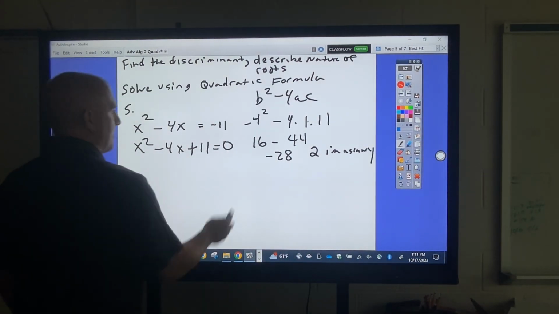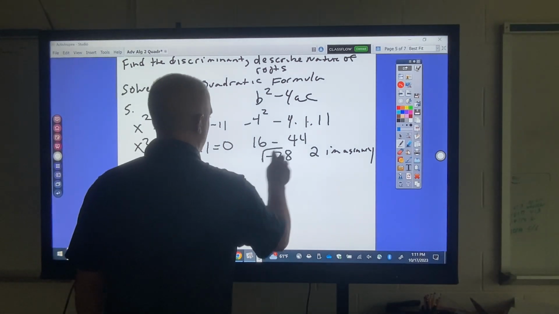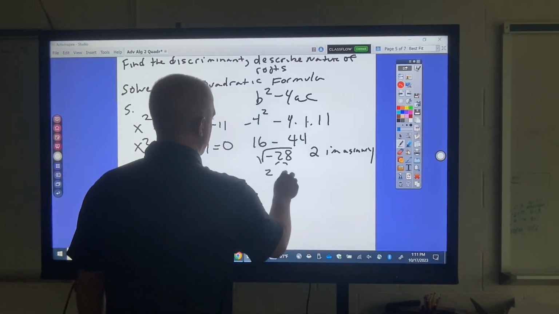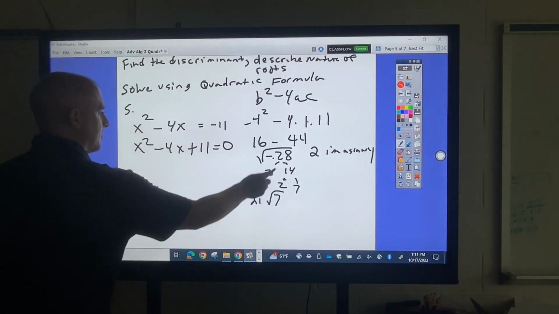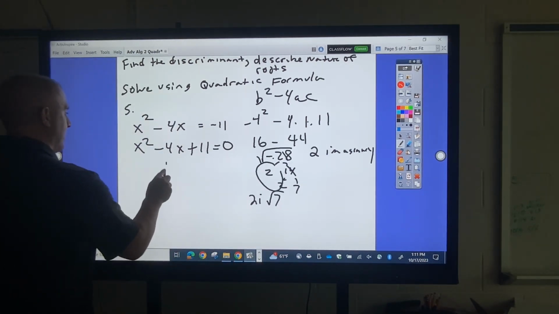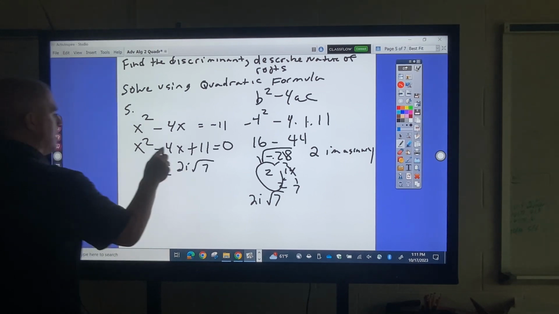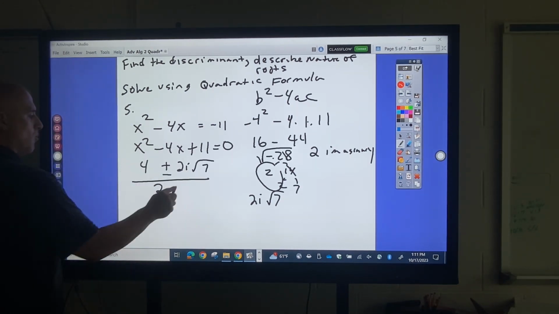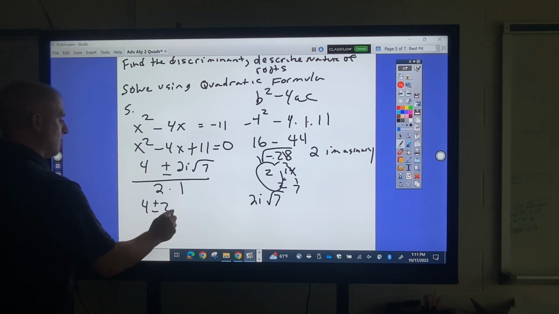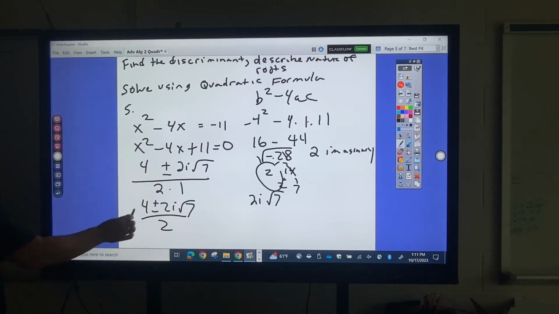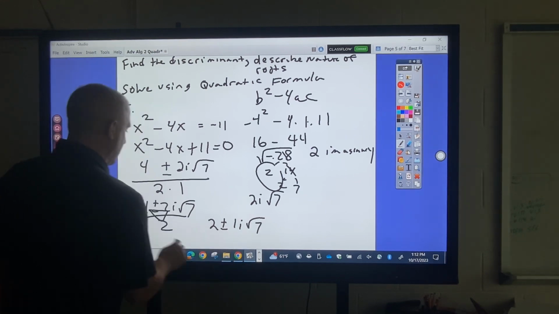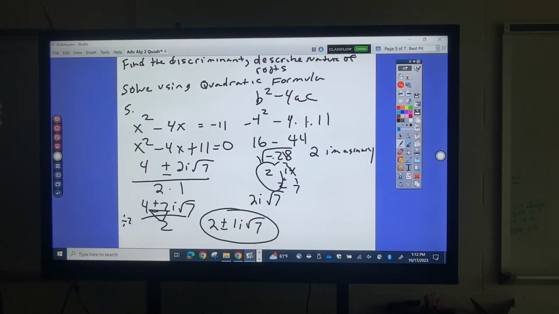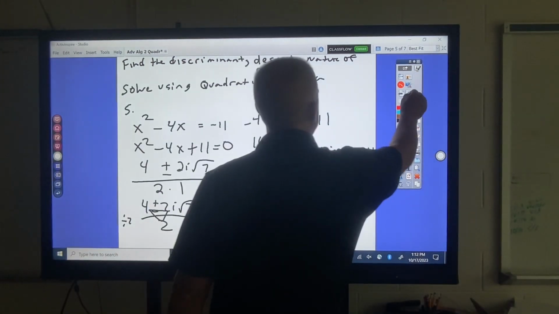If I break down the 28, that's 2 and 14, it's 2 and 7. With that negative, I got 2i square root of 7 there, because this is my pair. These would eliminate. So what I got is plus or minus 2i square root of 7. This would be 4. This would be 2 times 1. So I got 4 plus or minus 2i square root of 7 all over 2. Now, if you look at these, all three of these can all be divided by 2. So that would be 2 plus or minus 1i square root of 7. And this would all be over 1, so I can just keep that like that. Those would be the solutions.